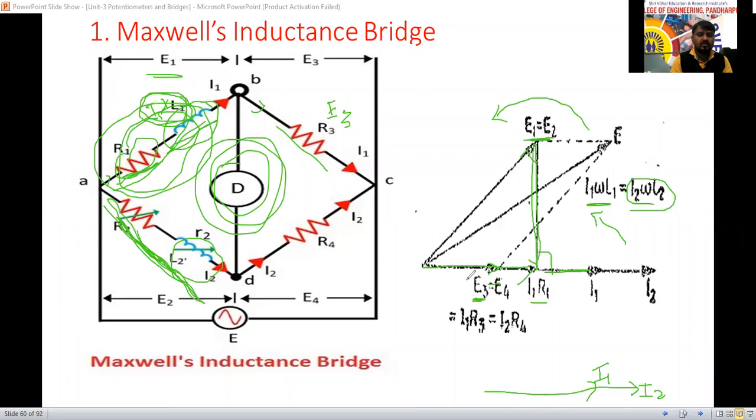I1, I2, E1, sorry, E2, E3, E4, all are in the same line. Same line means they are in phase. Similarly, if I2 flows through the R4 resistance, which is also pure resistance, the voltage drop across R4, that is E4, is in phase with I2. Here E3 and E4 we have written. E3, E4, I1, I2 all are in phase.